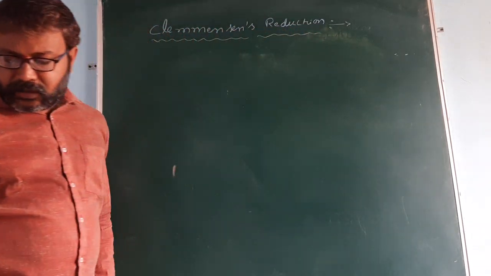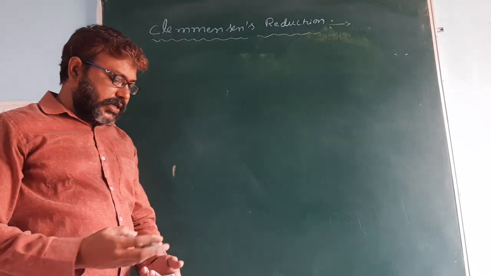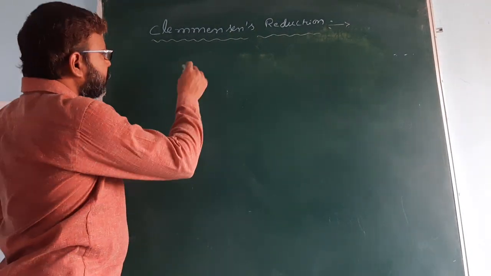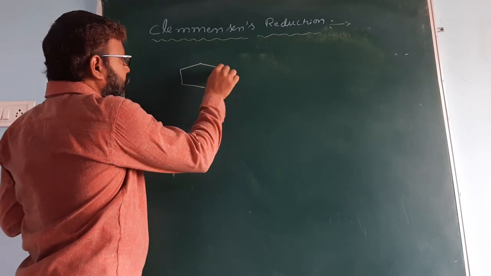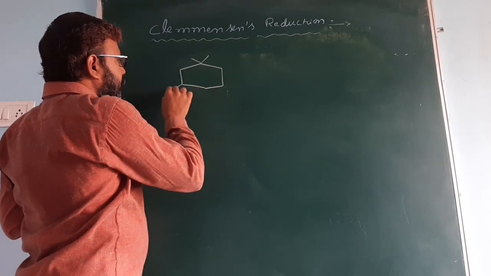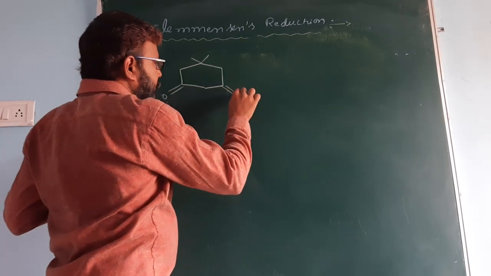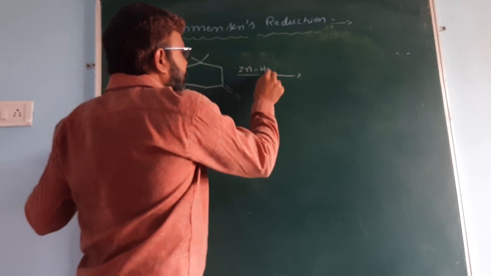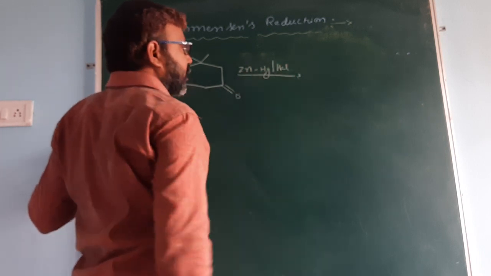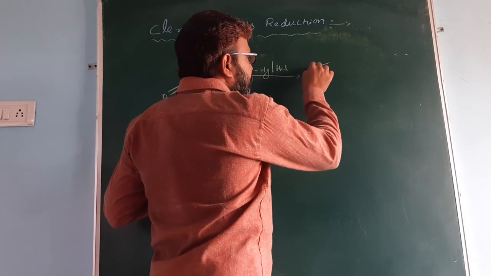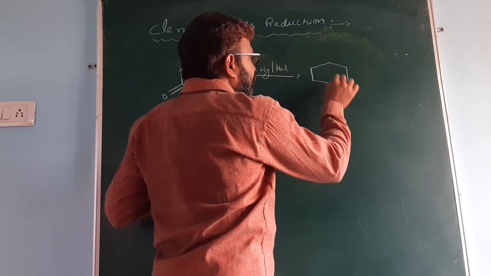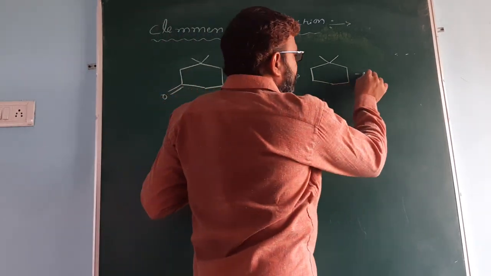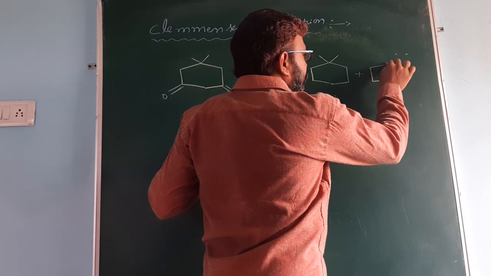If 1,3 diketones undergo Clemmensen reduction, you get a rearranged product. So for example, this compound undergoes reduction in the presence of Zn, Hg and HCl. So it is Clemmensen reduction. The expected product is 1,1 dimethyl cyclohexane, but here a rearranged product will be obtained.